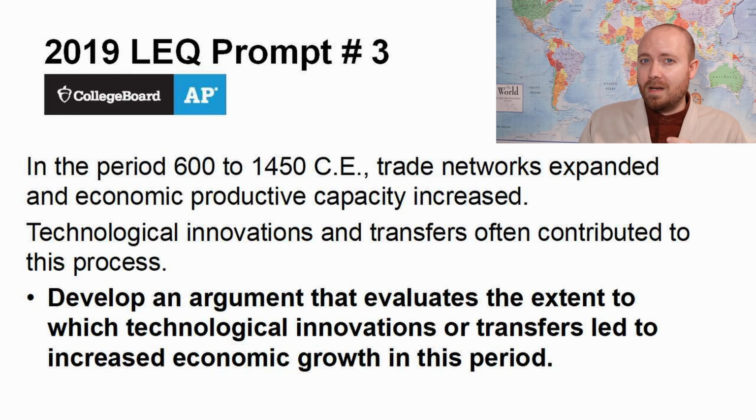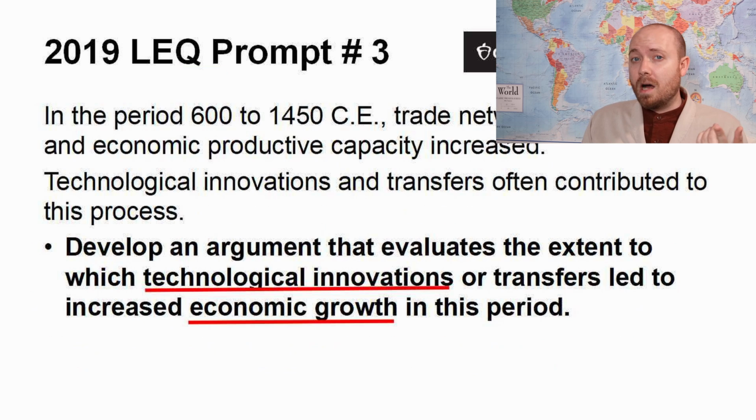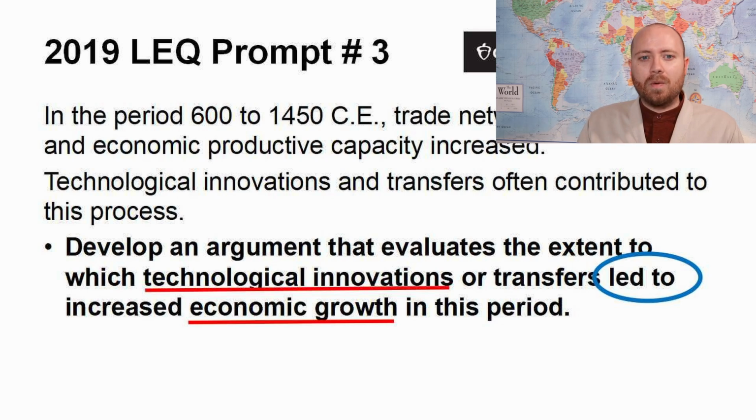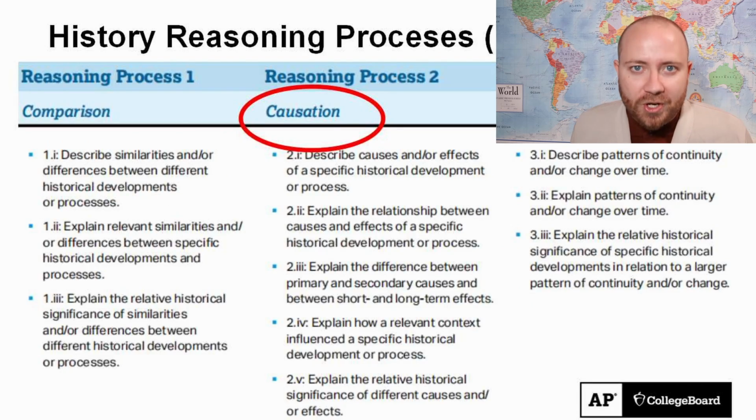Now that we got the time period down, we need to look at which historical themes we should focus on. Easy. Technology and economics. Now, this is a crucial step. What is the history thinking process? Which of the 3 C's are we looking at? Led to lets us know this is a clear-cut case of causation. Before you start writing, I'd recommend making a list of all the evidence you know about technological innovations leading to economic growth in the period 1200 to 1450.